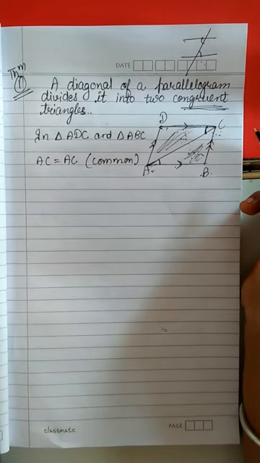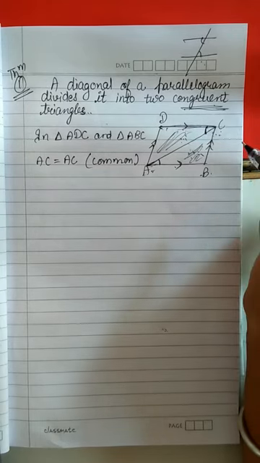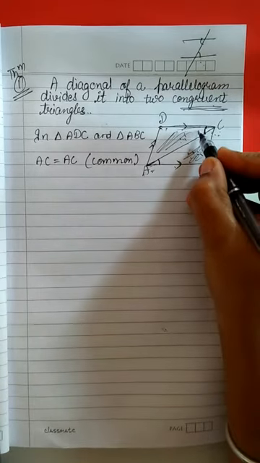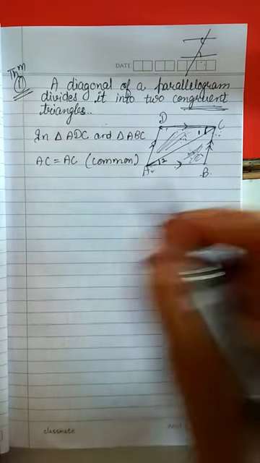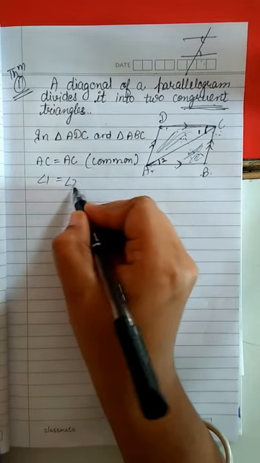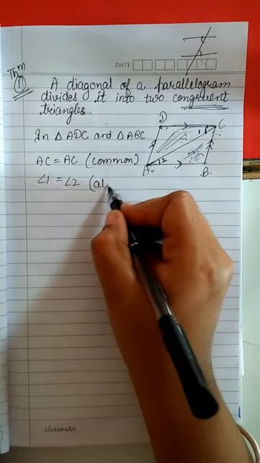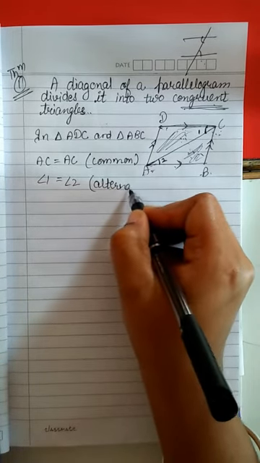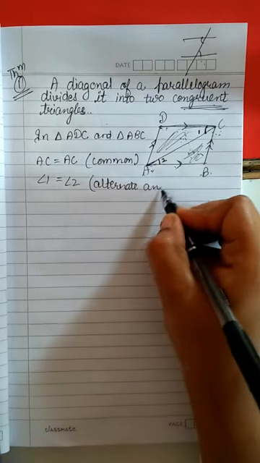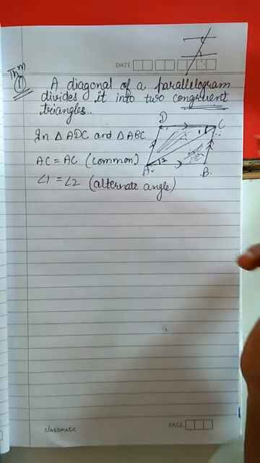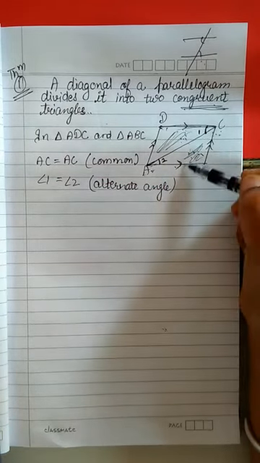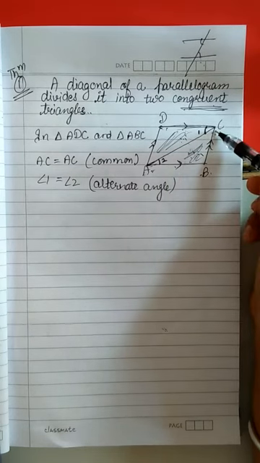Yes or no? Yes. So let us take this angle as angle 1 and this angle as angle 2. Angle 1 is equal to angle 2 because of alternate angles. And again, these are two parallel lines and this is a transversal line.